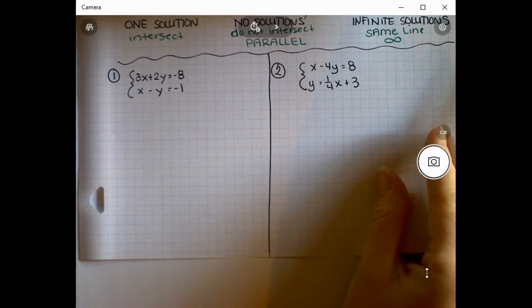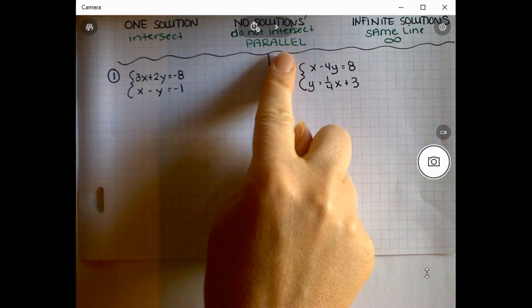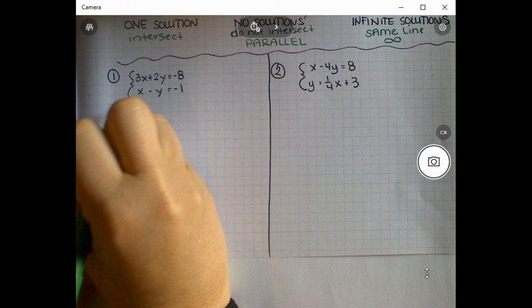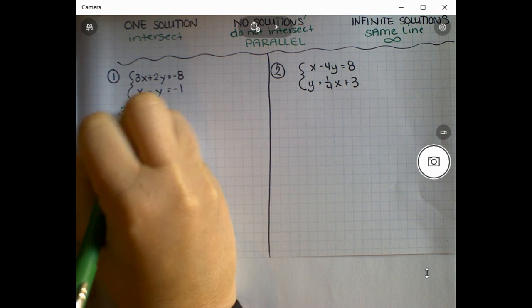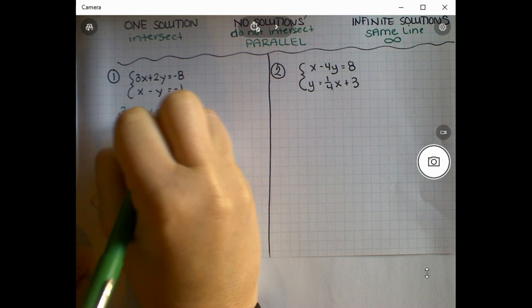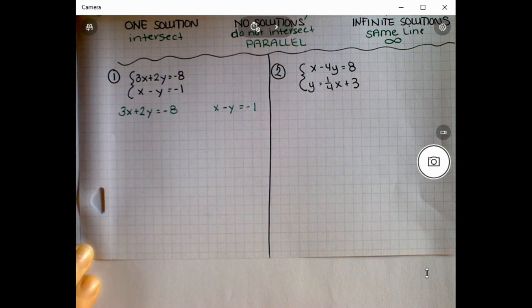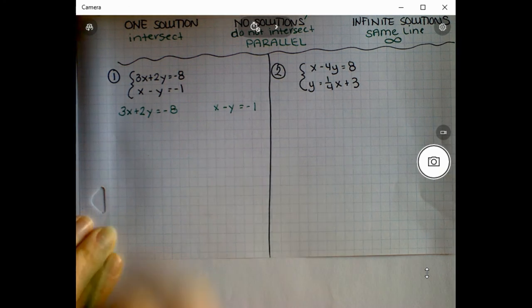All right, here we go. Now remember, these could have one solution, no solutions, or infinite solutions, and we will see as we go. So step one is to solve each equation for y. We're going to put each equation into slope-intercept form. So I'm going to write them side by side just because that's how I prefer.